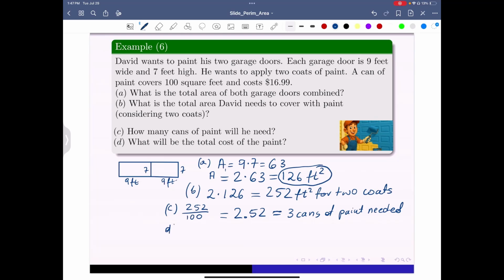And part D, if each paint costs $16.99, so now we would multiply 3 cans times $16.99, and we will get the total cost. So this is $50.97. The total cost for painting those two doors with two coats. So it would be $50.97.